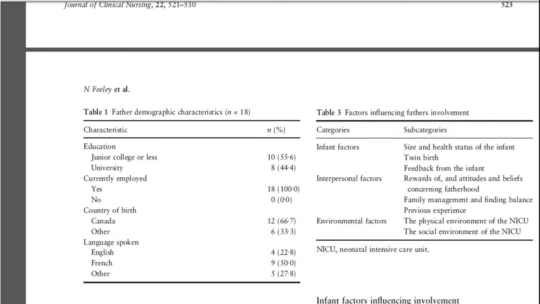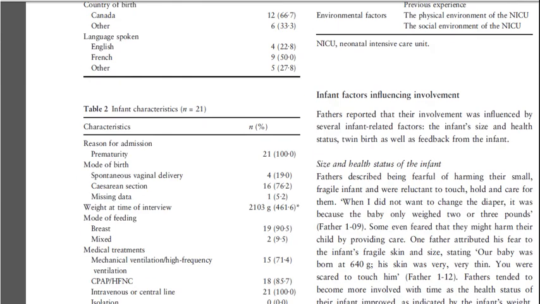Okay, so you can see here in this screenshot that there are some nice tables telling you about these 18 fathers and some of the things about these guys, the demographic characteristics. There are factors influencing fathers' involvement. Then there's a table further down on infant characteristics. Some of these obviously are twins. And you can see here, for example, some missing data. There is one baby that they don't know the mode of delivery, how it was born.